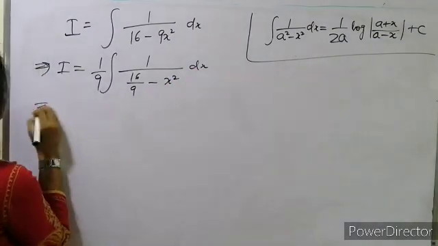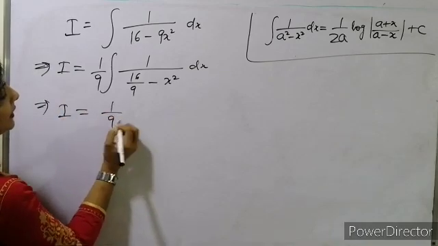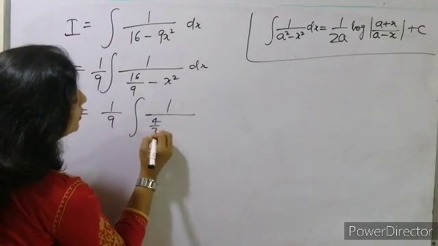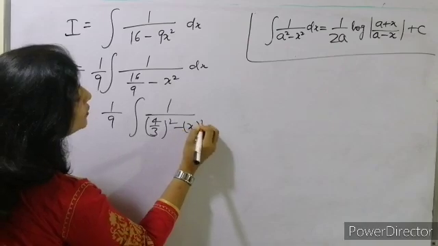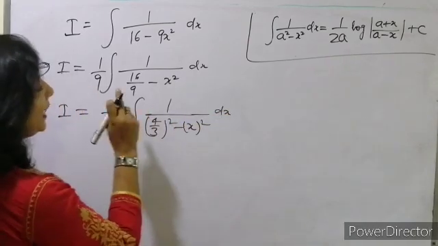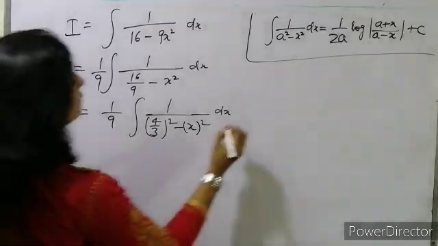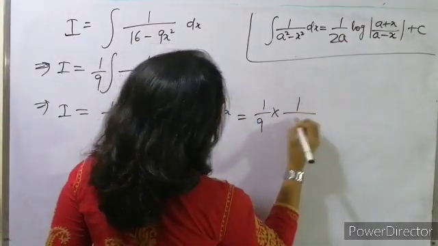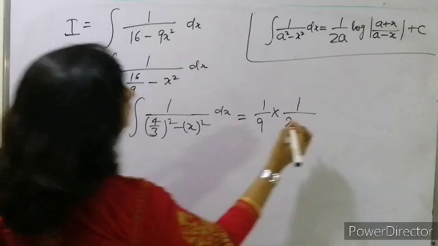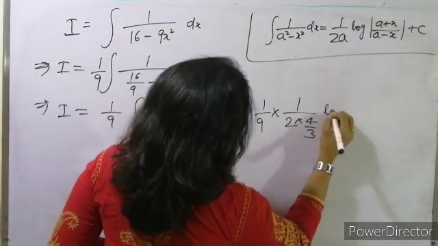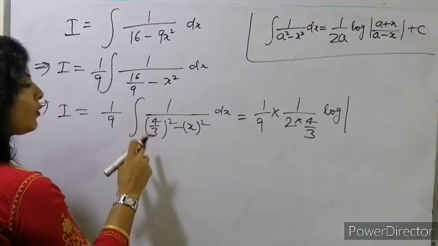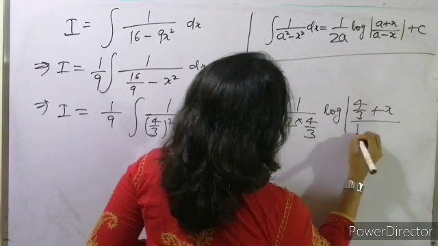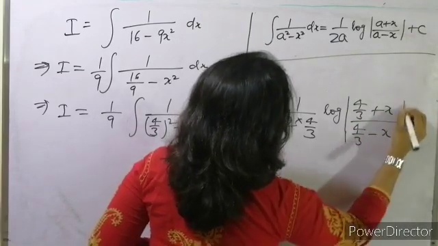Now the value of I will be 1/9 into 1 upon (4/3) whole square minus x whole square. So the value of a is 4/3. So what value will we get? 1/9 into, what did we get? 1/2a. So 1/2 into a, where the value of a is 4/3, log of (4/3 plus x) divided by (4/3 minus x), plus c.